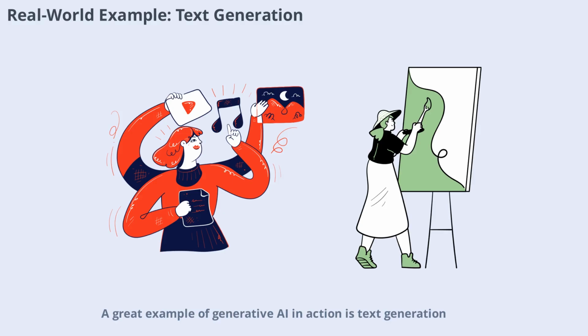A great example of generative AI in action is text generation. Models like GPT can write essays, poems, or even code by learning from vast amounts of text data. They don't just copy, they create, producing original content that can be tailored to specific styles or topics. This capability is transforming industries from publishing to customer service.